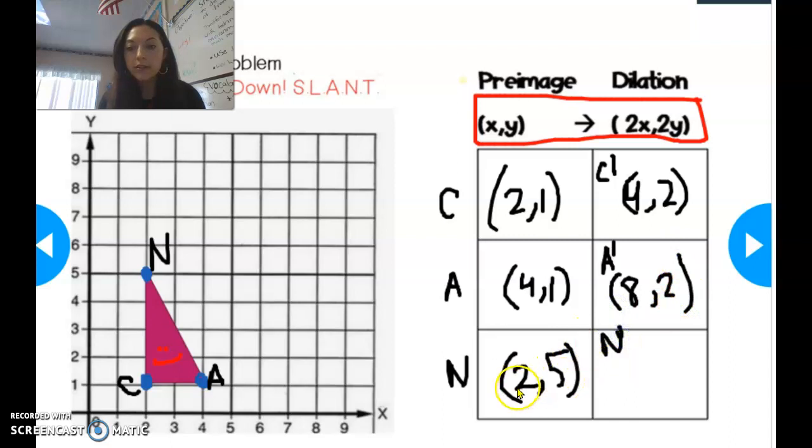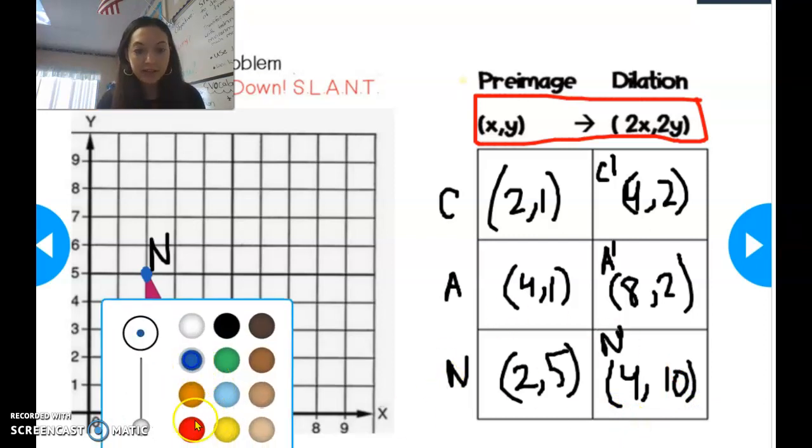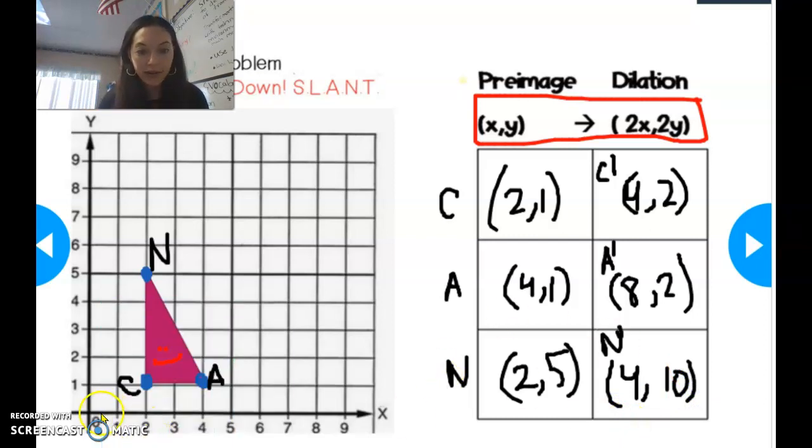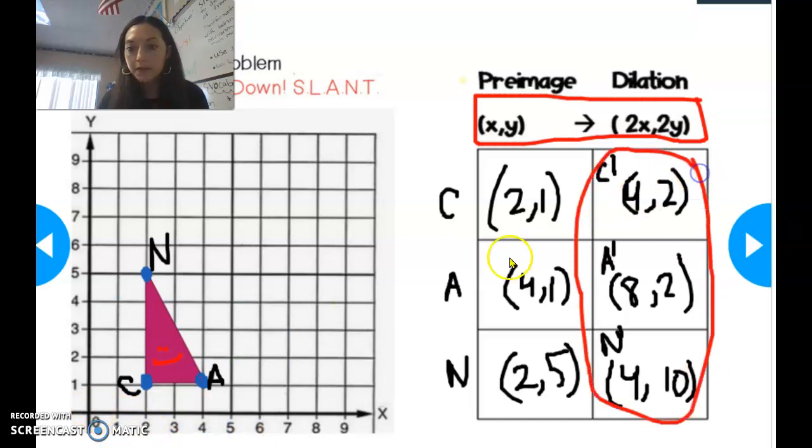Let's see. 2 times 2 is 4. 5 times 2 is 10. Good. Now I know where my new vertices are, and I can go ahead and plot them on the coordinate plane. So let's go ahead and do that. I'll do it in red for fun. And let's see. I'm going to plot my new coordinates. Here they are. 4 and 2 is going to be located at 4 and 2. Here it is. Okay, so there's my C prime.